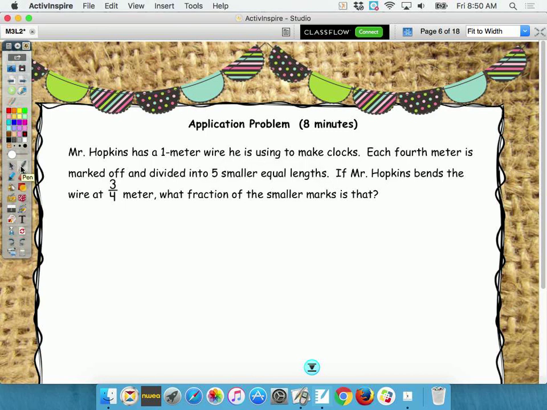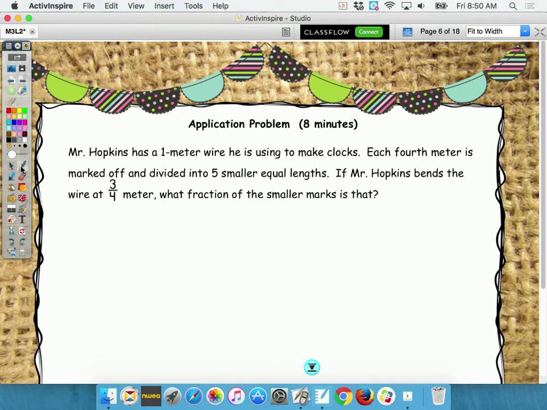The application problem says Mr. Hopkins has a 1 meter wire he is using to make clocks. Each fourth meter is marked off and divided into 5 smaller equal lengths. If Mr. Hopkins bends the wire at 3/4 meter, what fraction of the smaller marks is that?